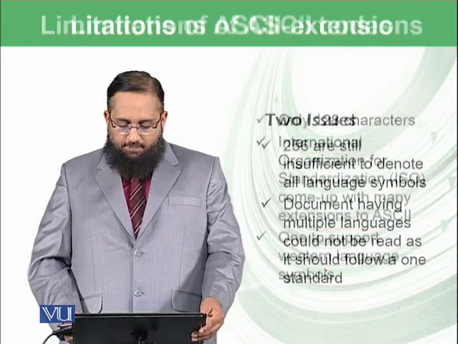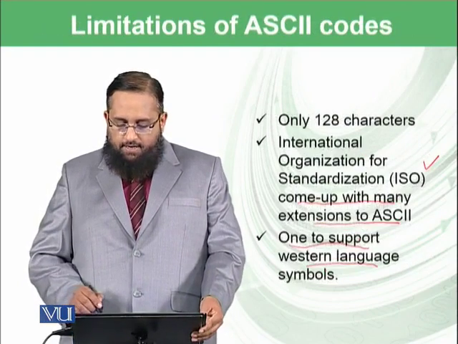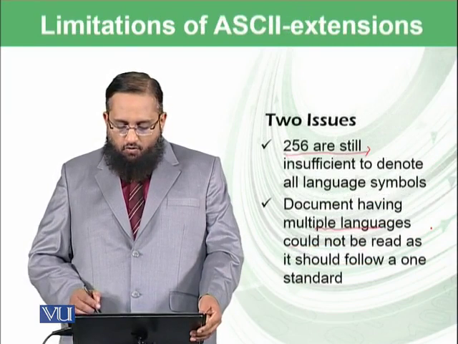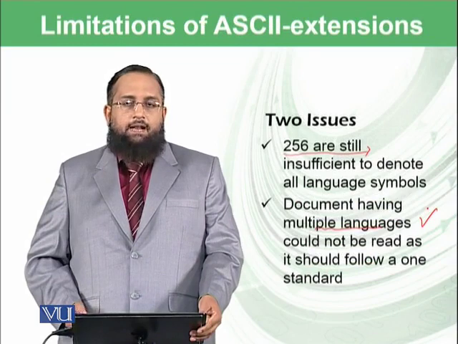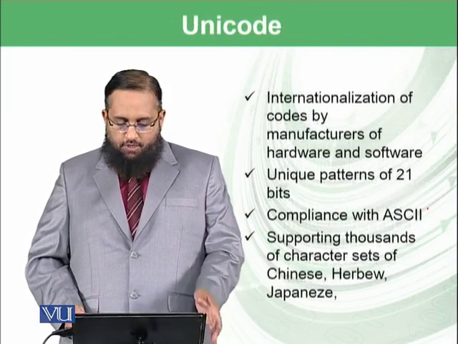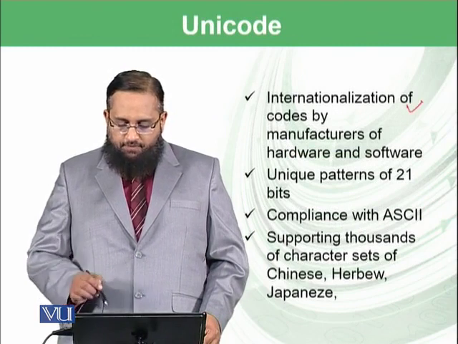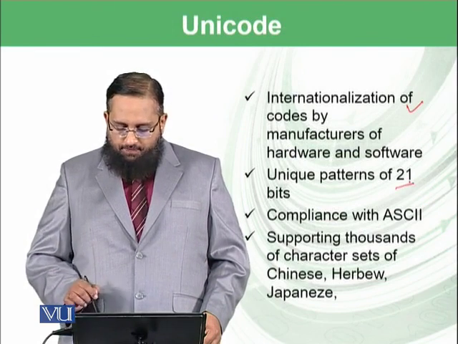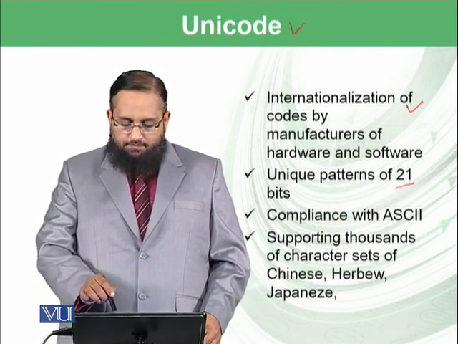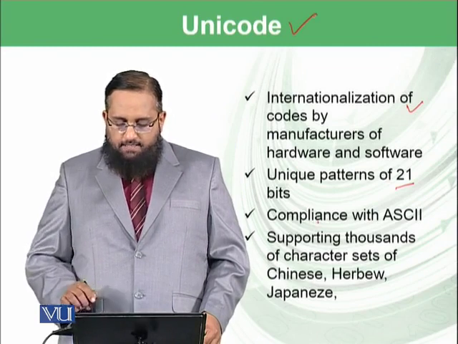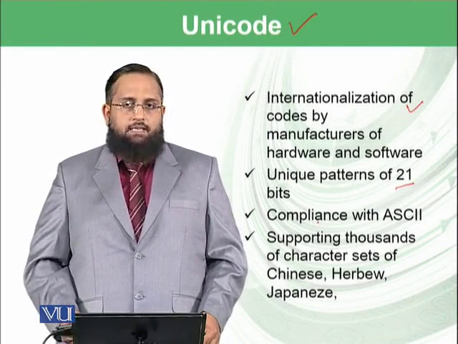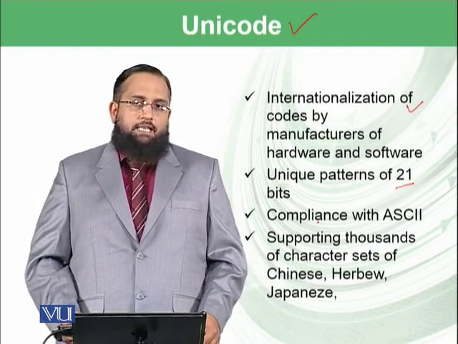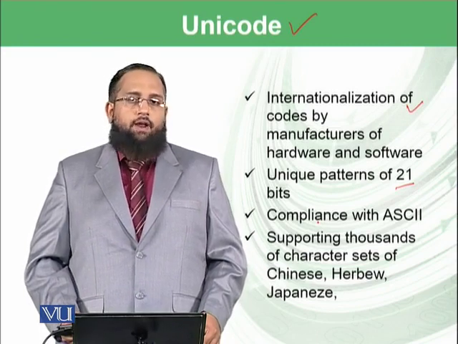As I mentioned, ISO defined different patterns for different Western symbols. So if one document has multiple patterns, then that document cannot be read. So it should be internationalized. It was internationalized using unique patterns of 21 bits, and those are called Unicodes. These are compliant with ASCII, which means that all of the symbols which ASCII uses remained as they are in Unicode, and Unicode further defined more symbols.